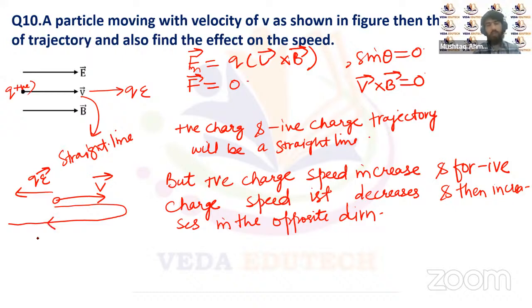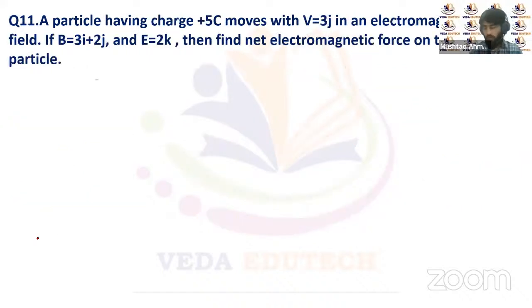It means that the particle will actually reverse its direction at some point and once again move along a straight line path with increasing speed. So this is the trajectory of the particle and the speeds of the two charged particles. Let's move on to question number 11.